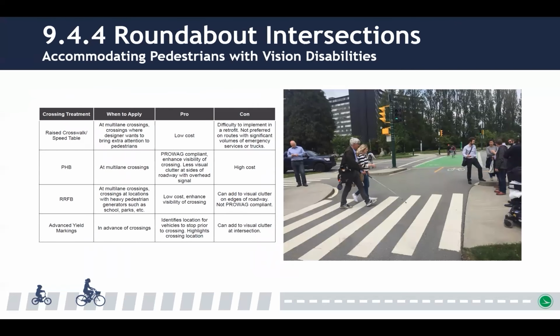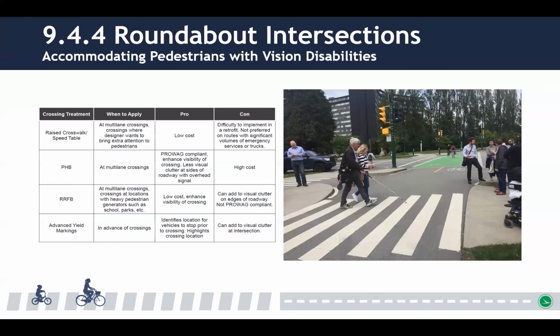When considering multi-lane roundabouts as a design alternative, it is vitally important to consider how pedestrians of all abilities will be accommodated. The draft PROWAG section R306.3.2 states that at multi-lane roundabouts, pedestrian crossings will require a pedestrian-activated signal for each crossing stage, including the splitter island. A pedestrian hybrid beacon, or PHB, is an appropriate signalization treatment.